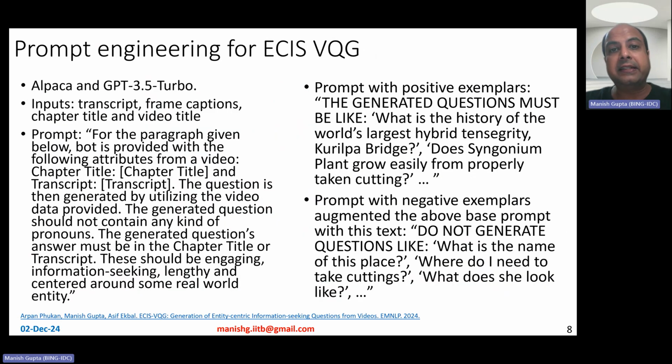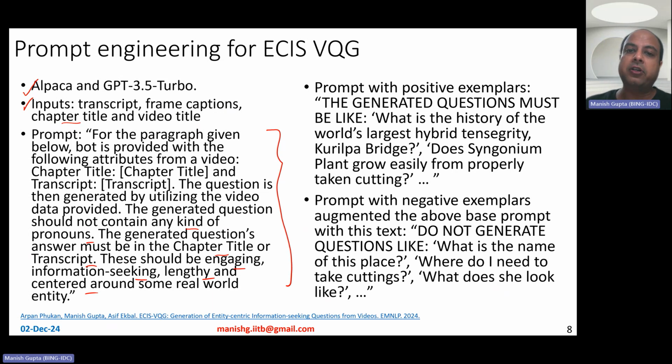We also generate ECIS questions using prompt engineering, using Alpaca or GPT-3.5 Turbo or GPT-4. For prompt engineering, we use this prompt. As you can see, it's a long prompt. We give as input the transcript of that chapter. We give the frame captions also, and we give the chapter title and video title. We try to do whatever we could for prompt engineering, giving all the context, telling it to take this chapter title and generate a good question. We also told it what a good question is. The question should not contain any kind of pronouns. A generic question must be in the chapter title or the transcript. It should be engaging, information seeking, lengthy, and centered around some real world entity. We told it to generate an ECIS question.